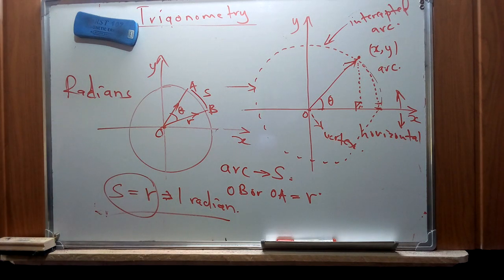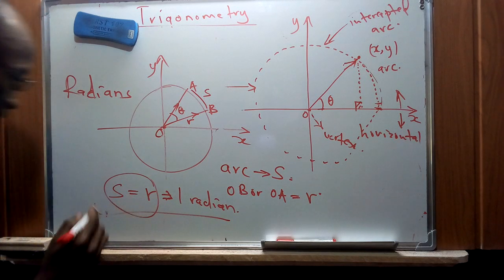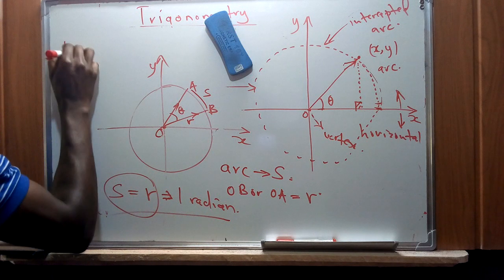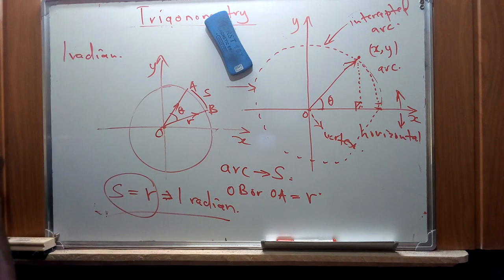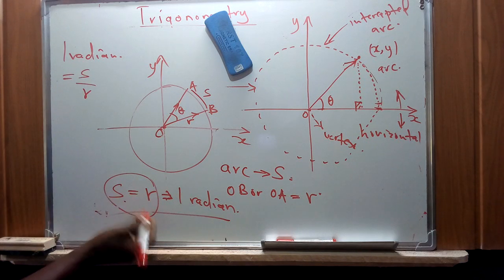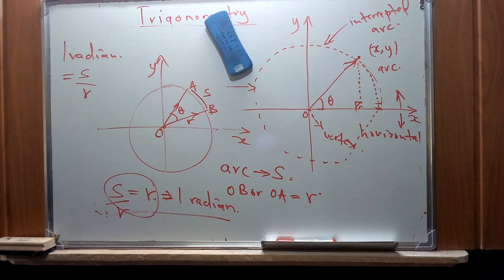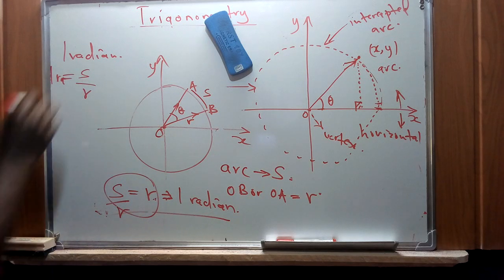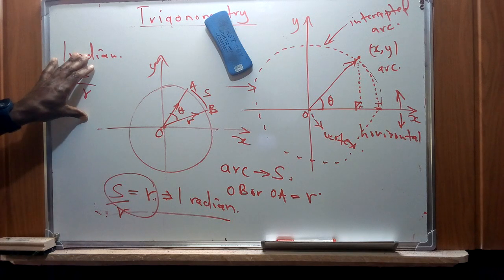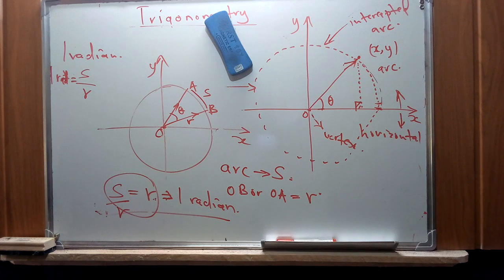That is, S is equal to R. So we can say that 1 radian can be given as S over R. If this is the same as this one, we can just divide by R, and this factor multiplied by a coefficient of 1 is just R. So therefore 1 radian can be given as S over R. This is a relationship we're going to use if the angles have been given in radians or in different quantities.